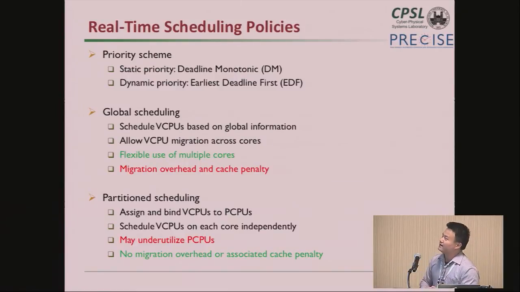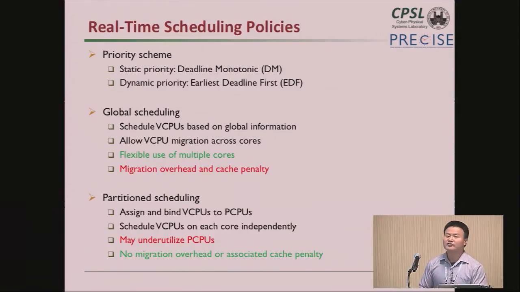Okay, first, let's look at the priority schemes. We know that each vCPU has a period and a budget. So there are two priority schemes we consider. The first one is a static priority scheme. Here we consider deadline monotonic. Basically, the shorter the period, the higher the priority you have. The second one we consider is a dynamic priority. Here we consider earliest deadline first, which is basically the earlier the deadline, the higher the priority. We assume the deadline equals the current period.